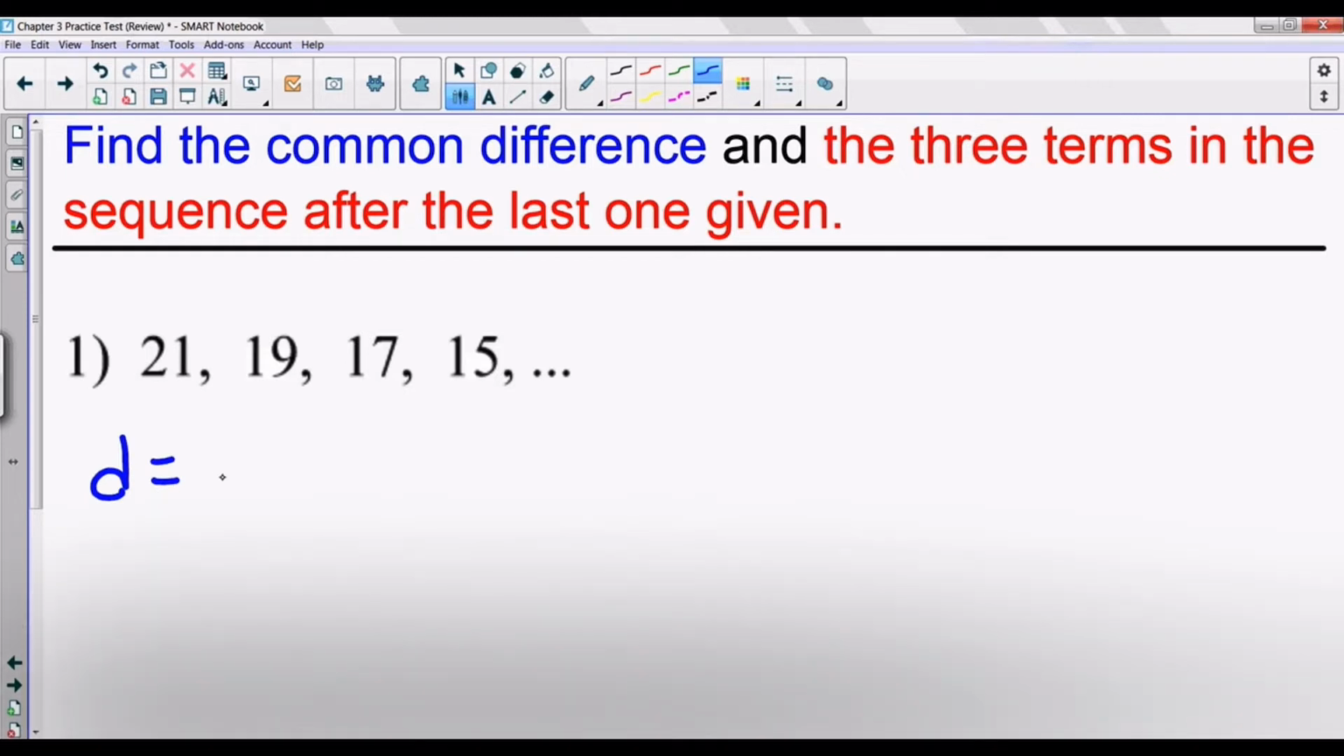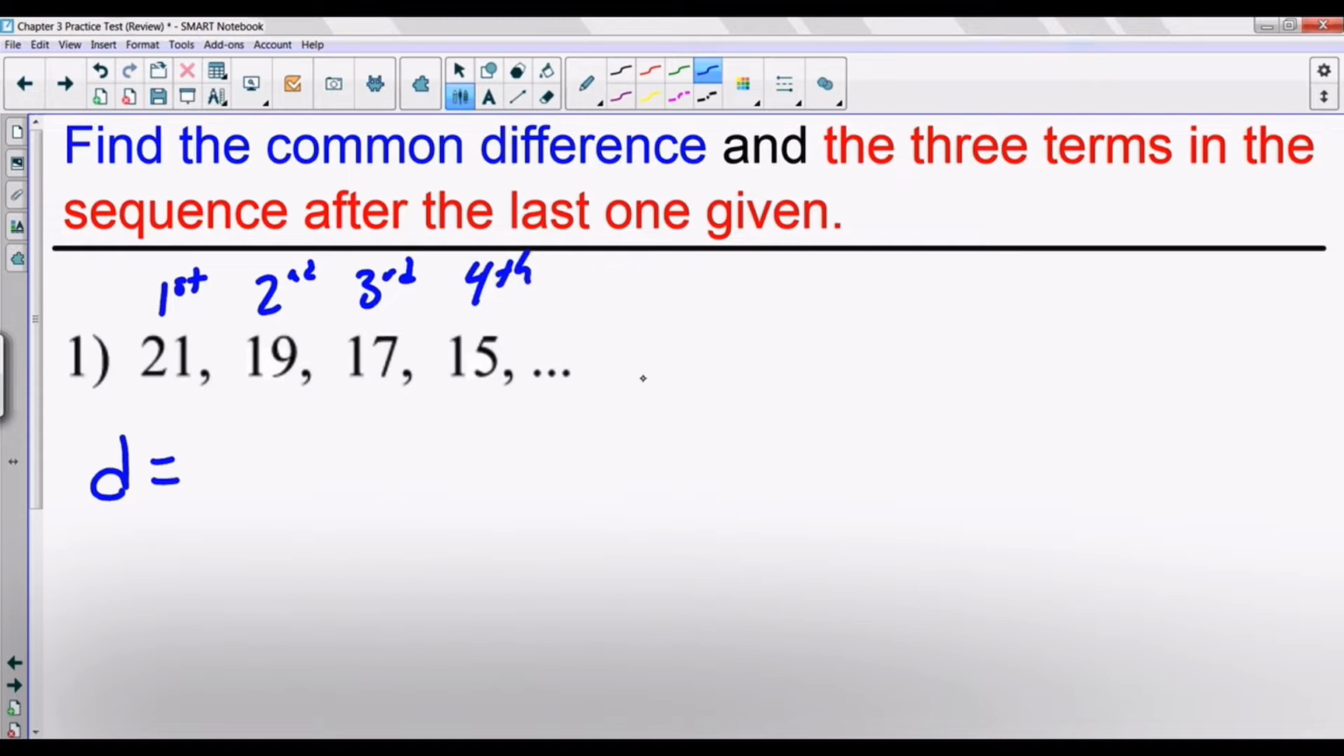All right, so this is how you find the common difference. First of all, you need to understand that every number in the sequence is a term. So 21 is the first term of the sequence. The second term would be 19. The third term would be 17. And the fourth term would be 15, and so on and so forth, right?